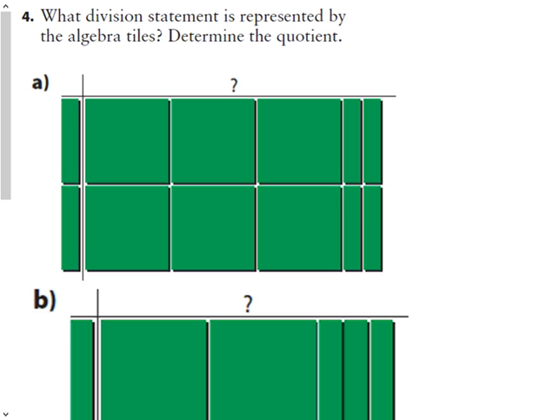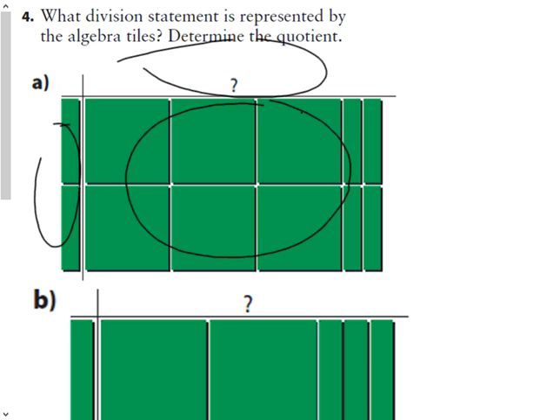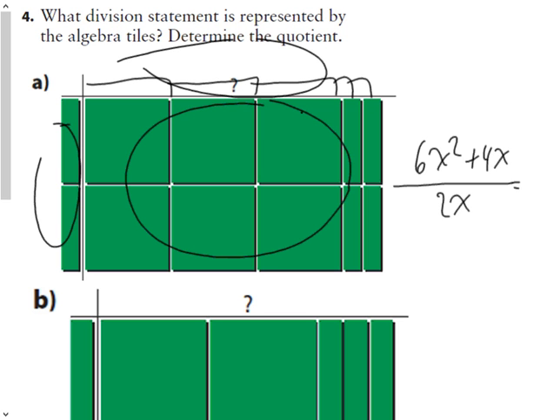Question 4a says, what division statement is represented by the algebra tiles and determine the quotient? So you don't have to draw it. You just have to say, okay, so here's the area. So the area divided by the side I know will equal the side I don't know. So the area is 6x squared plus 4x. That's the area. Divided by the side I know, which is 2x, will equal the side I don't know. And now I can simply put it in here. That's going to be x, x, x, positive 1 and a positive 1, because a positive x times a positive x gives me a positive x squared. So the one I don't know, I know this is messy, is going to be 3x plus 2 is your answer.